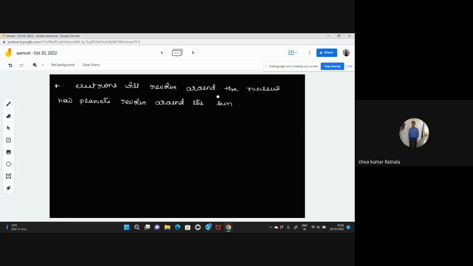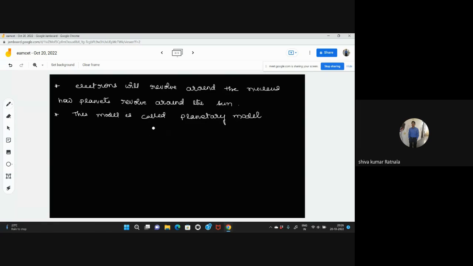So that's why this model is also called the planetary model. He was not able to explain whether the electrons revolve in a circular manner, an elliptical manner, or any other manner. It was not explained. He just explained that, like planets revolving around the sun, electrons will also revolve around the nucleus. That's it. That's why this model is called the planetary model.